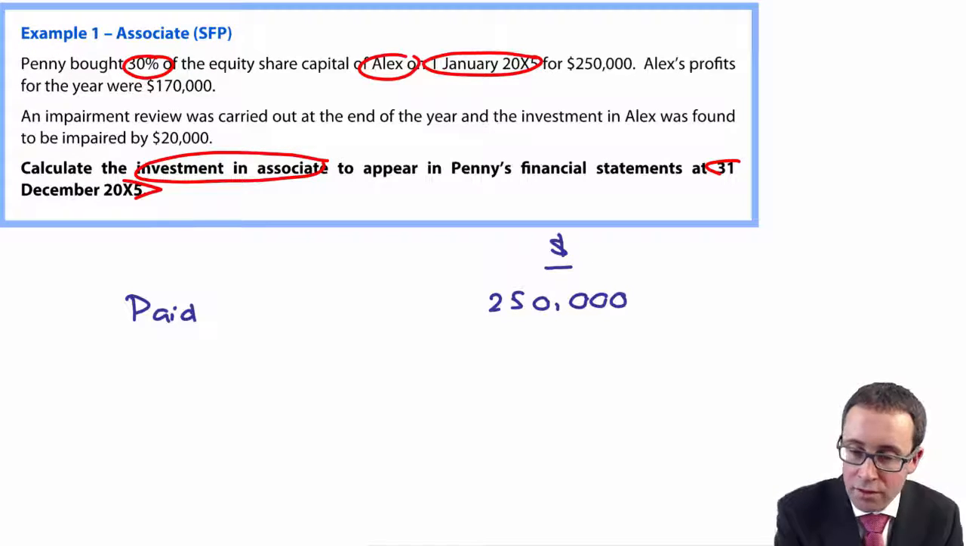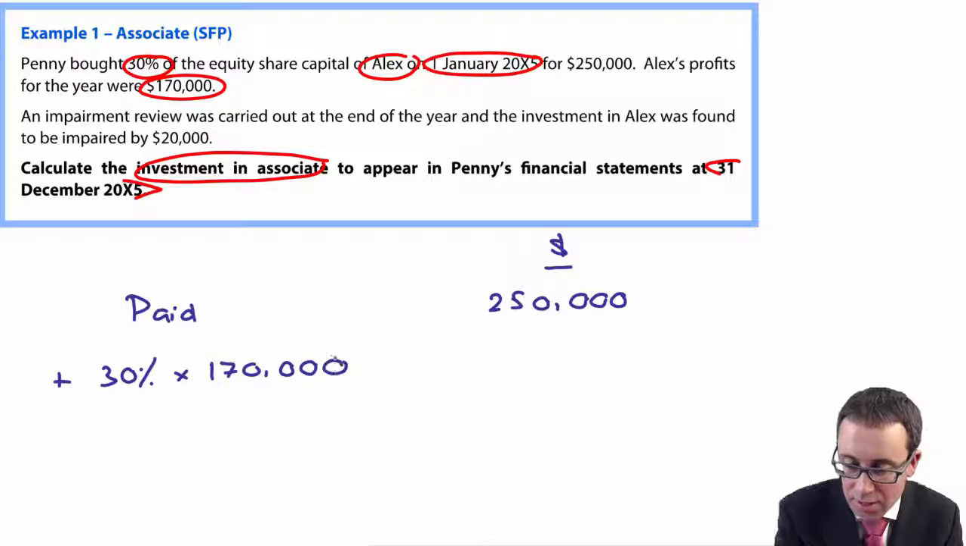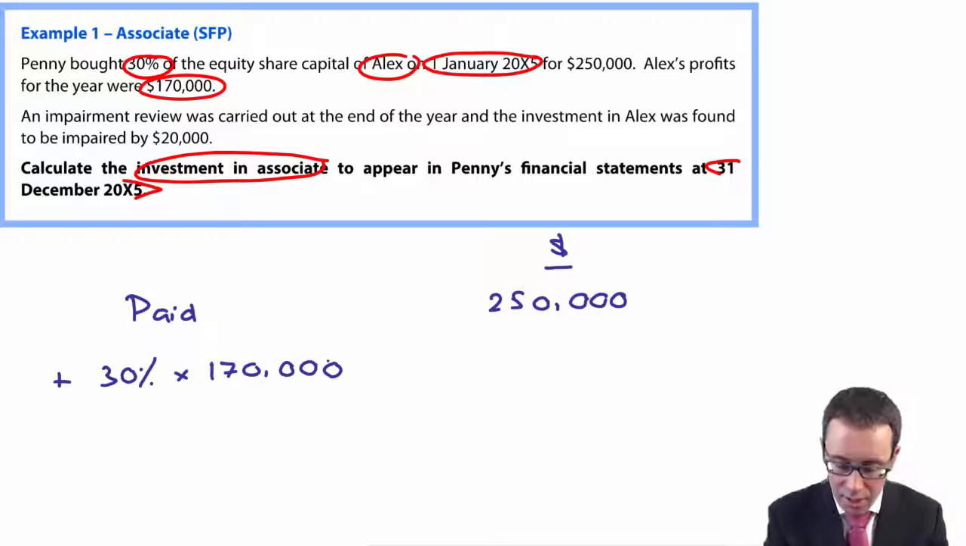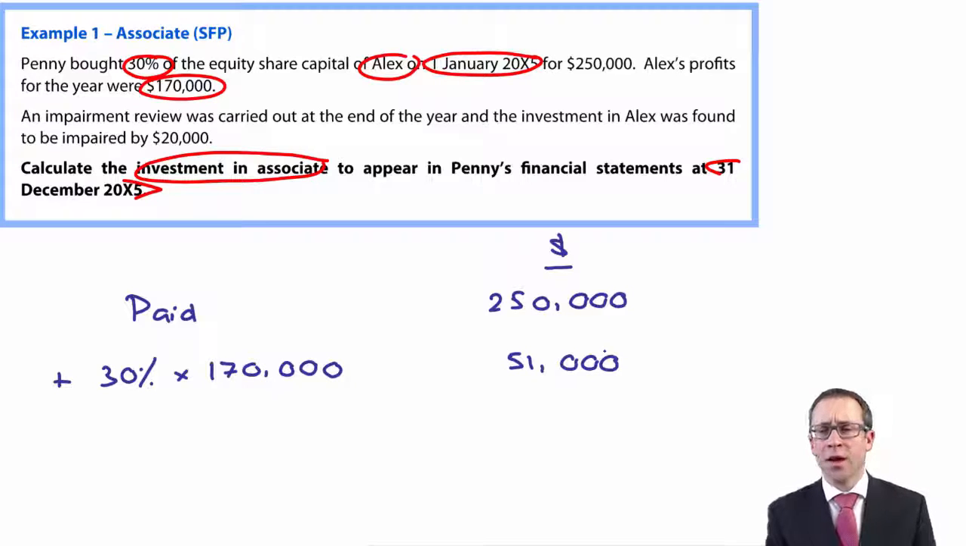The profits for the year were 170,000. We've only been trading for 1 year since that acquisition date. So the parent will own 30% of those post-acquisition profits. Tapping 30% of 170, does that give you 51,000? We've only had the associate for 1 year, so we just need the profits for the year.